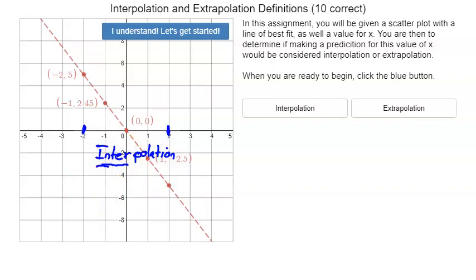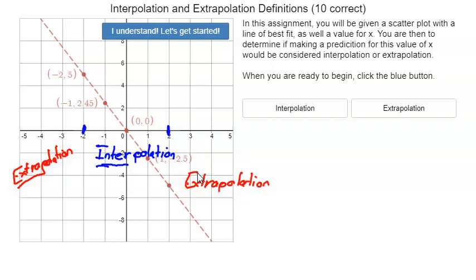If, on the other hand, you are making a prediction like we did earlier for 3, which we said would be outside of that, then on the outside you have extrapolation. And "extra" means above or beyond. So extrapolation is making a prediction that is beyond, extra, your data. So on either side, that would represent extrapolation.